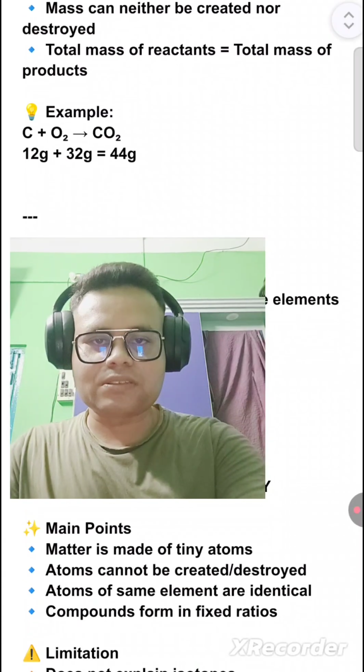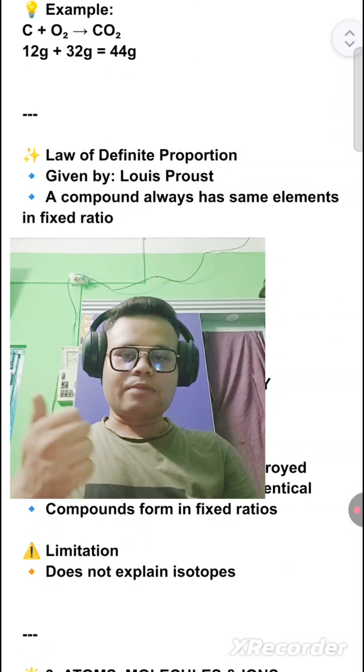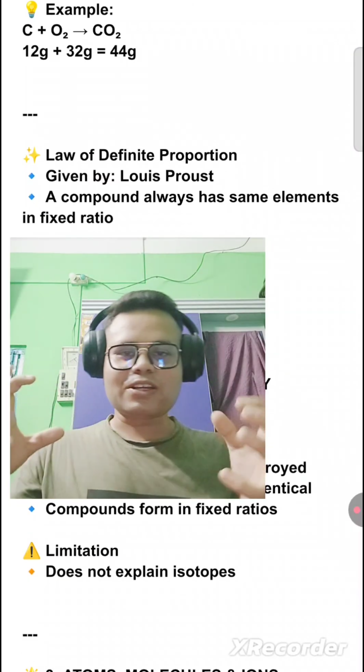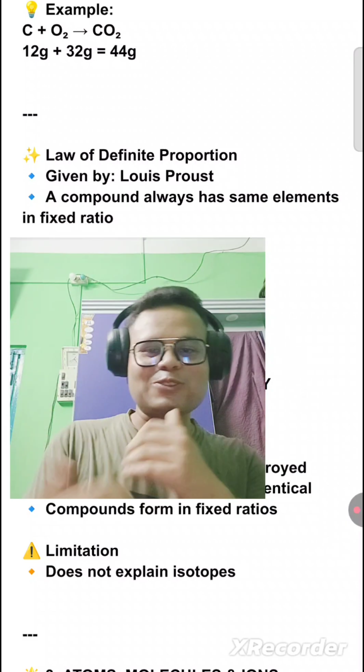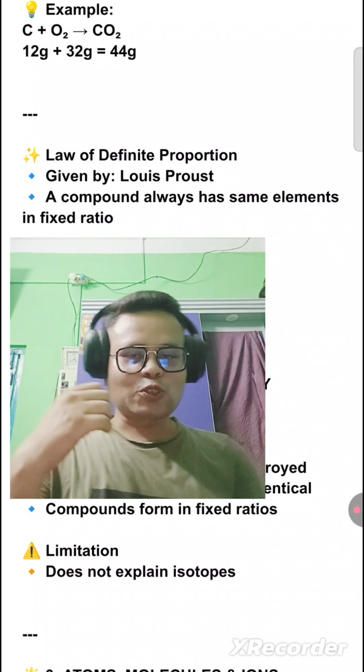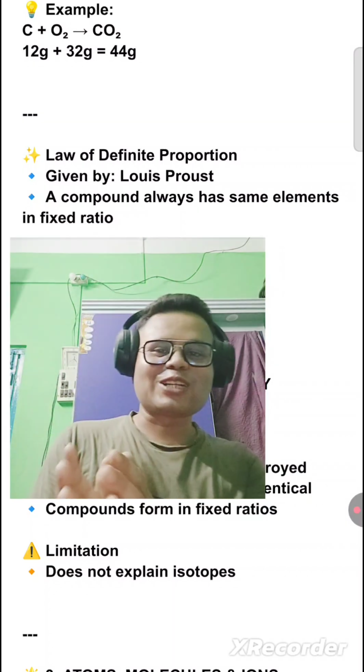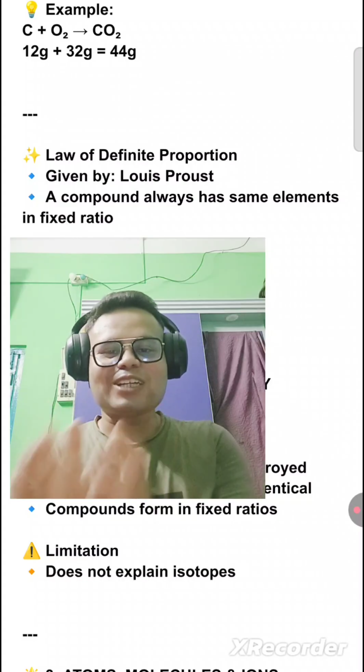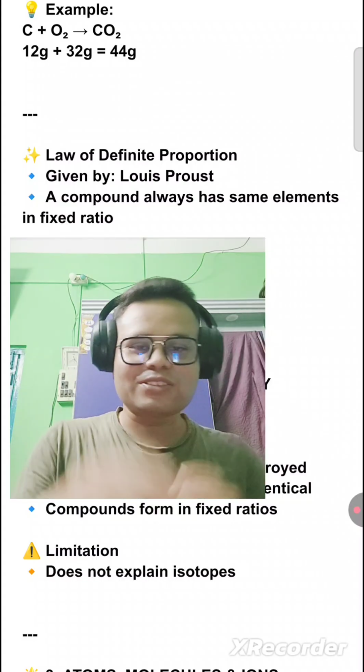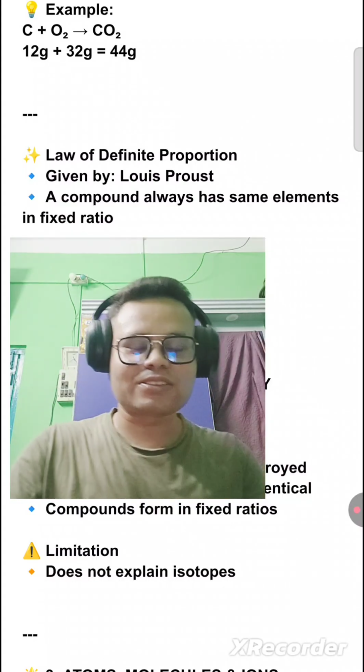For example, take carbon and oxygen. When carbon combines with oxygen, it gives rise to carbon dioxide. So 12 grams of carbon and 32 grams of oxygen give rise to 44 grams of carbon dioxide.